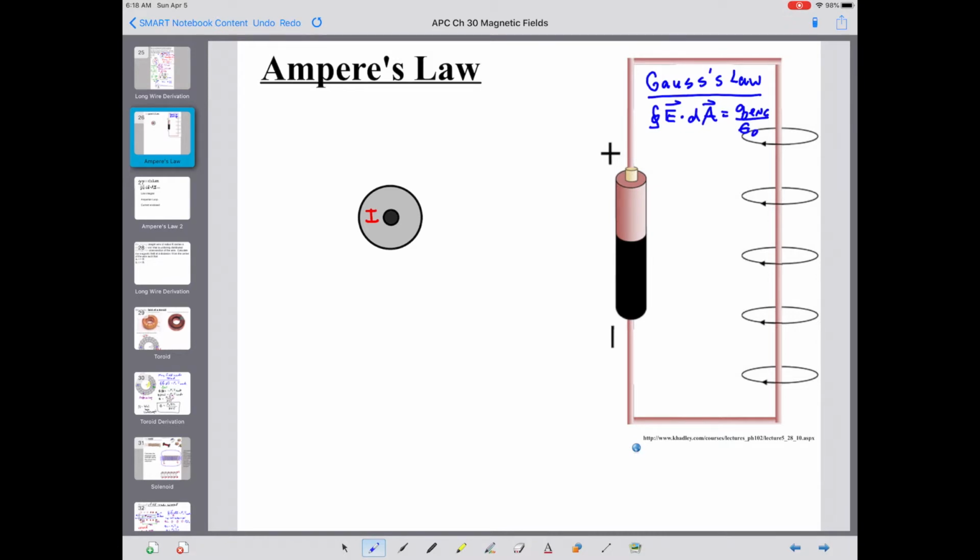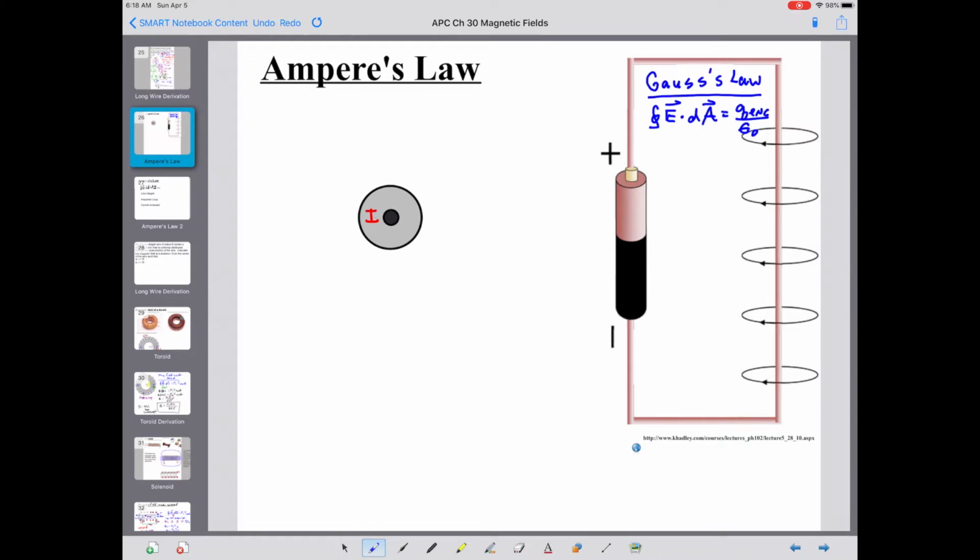Gauss's law for electric fields: closed integral of E dot dA equals Q enclosed over epsilon naught. When we came up with that, we started with the idea of electric flux, E dot A, integral of E dot dA, and then we did some algebra to come up with an expression on the other side, Q enclosed over epsilon naught, which is a fairly easy expression, and we put those together to be Gauss's law. Ampere's law, we're going to start with the same idea.